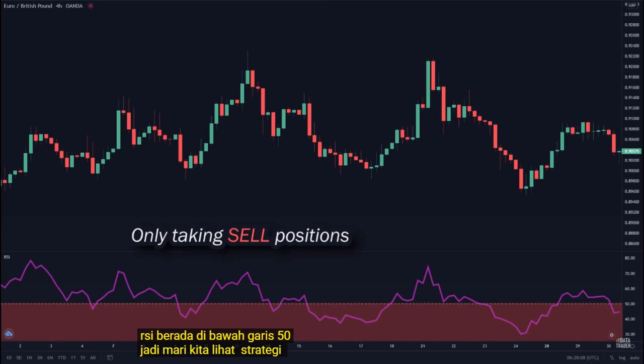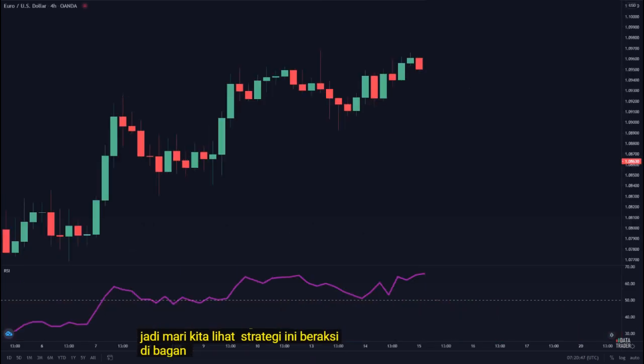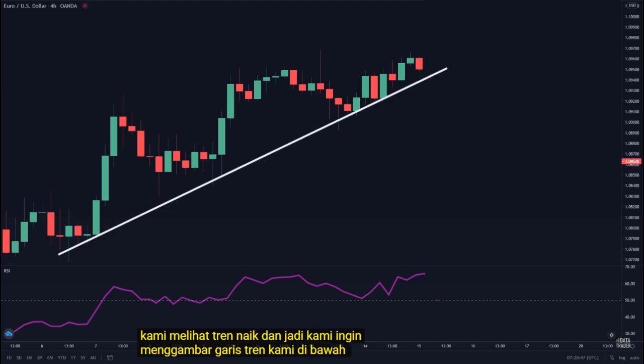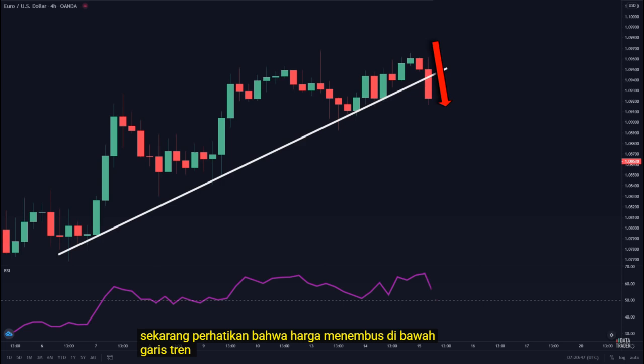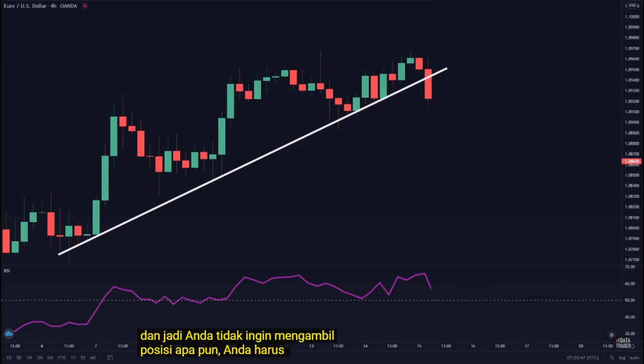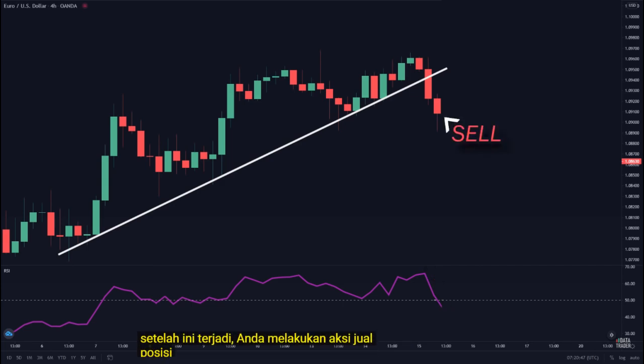So let's look at this strategy in action. In this chart, we spotted an uptrend, and so we want to draw our trend line below here. Now notice that the price broke below the trend line, signaling a possible trend change. However, you can see that the RSI is still above the 50 line, and so you don't want to take any positions yet. You need to wait for the RSI to confirm the trend change by waiting for it to cross below the 50 line. Once this happens, you take a sell position.